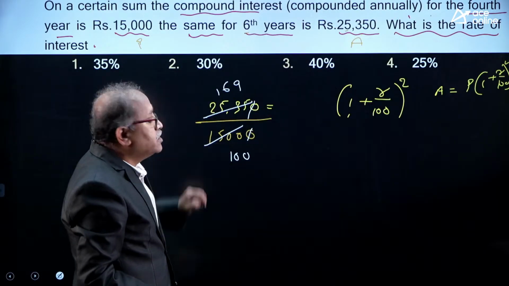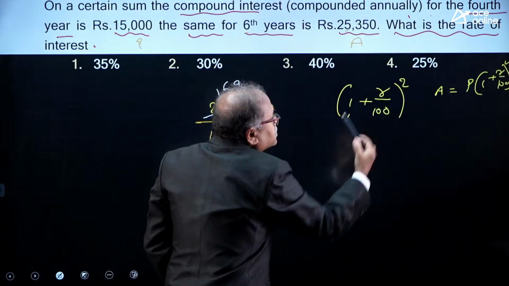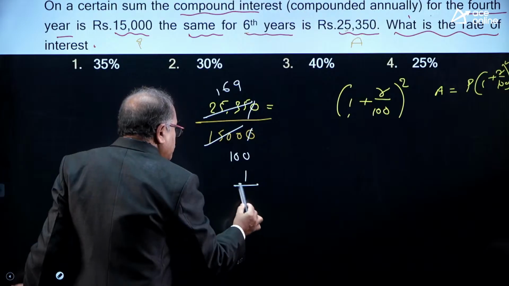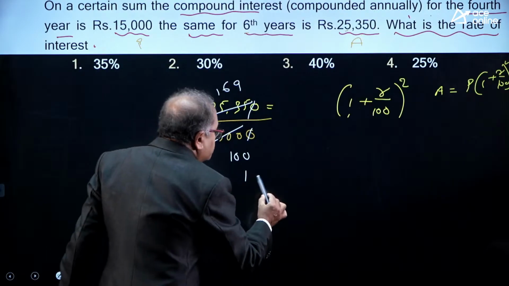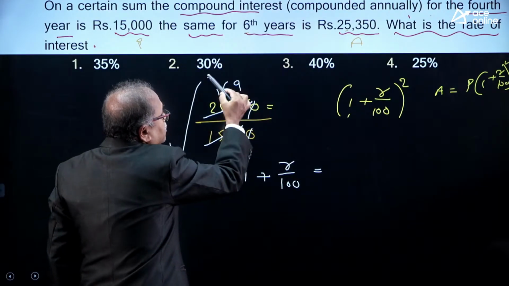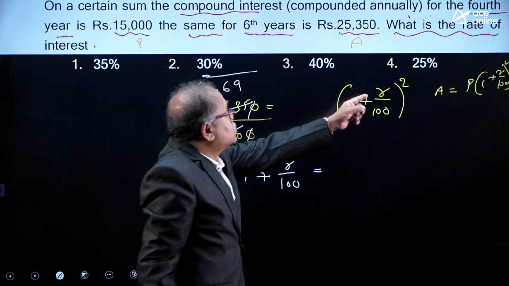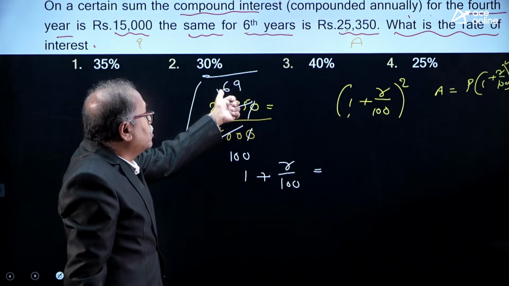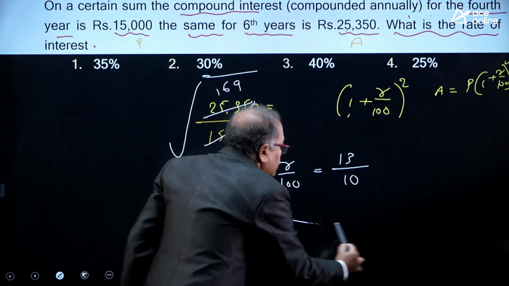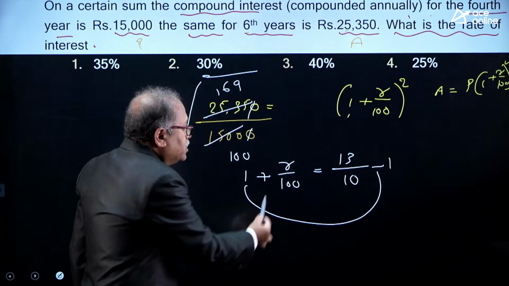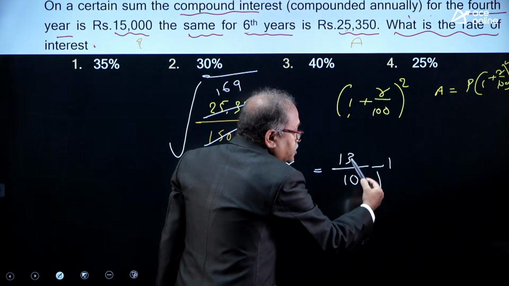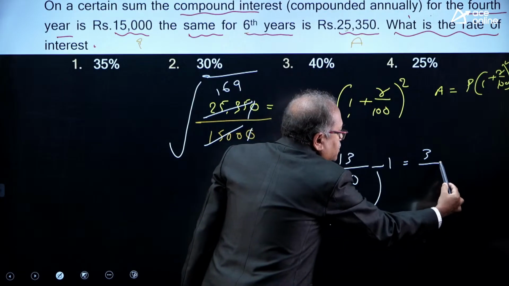Look at this one, 13 square and 100 square. Squaring both sides, what happens? 1 plus r by 100 is equal to, I am taking the square root on this side and this side also. Here the square root will give 13 by 10. So I am getting this as 13 by 10. Take this 1 to the other side, so minus 1. Here r by 100 is equal to 3 by 10.